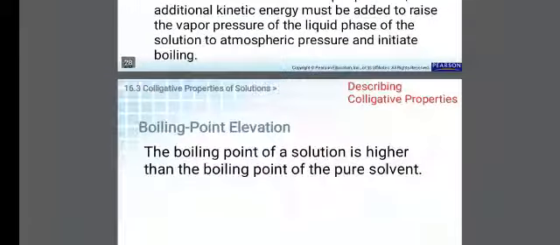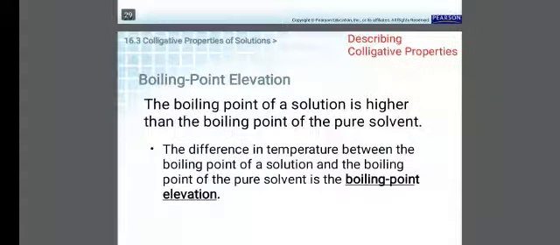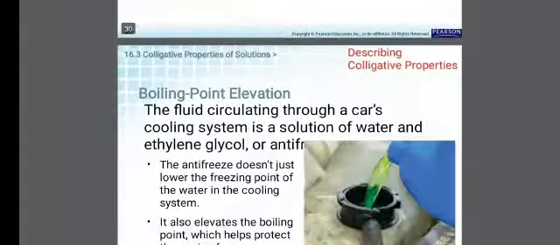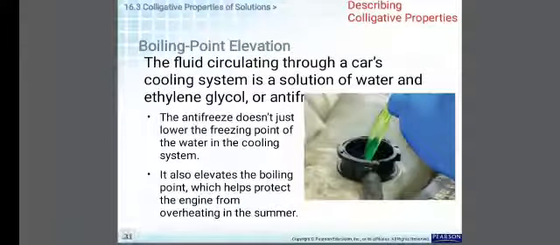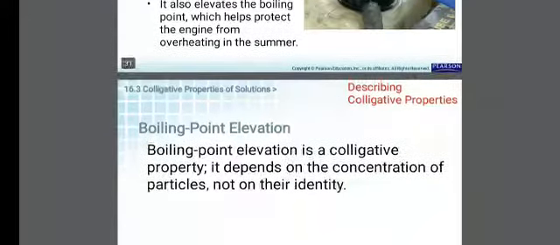The boiling point of a solution is higher than the boiling point of the pure solvent. The difference in temperature between the boiling point of the solution and the boiling point of the pure solvent is known as boiling point elevation. The fluid circulating through a car's cooling system is a solution of water and ethylene glycol, or antifreeze. Antifreeze does not just lower the freezing point of water in the cooling system, it also elevates the boiling point, which helps protect the engine from overheating in the summer.